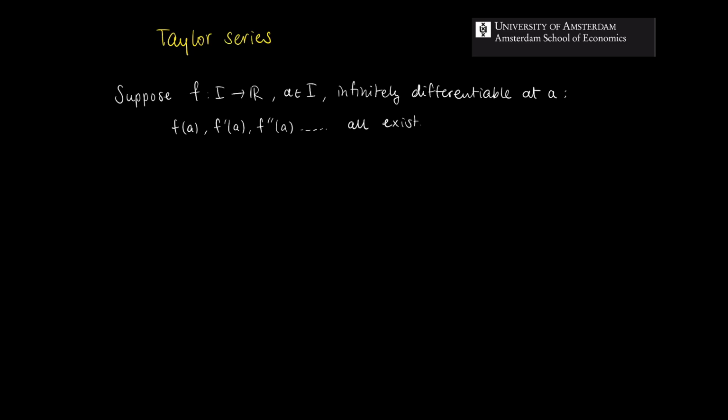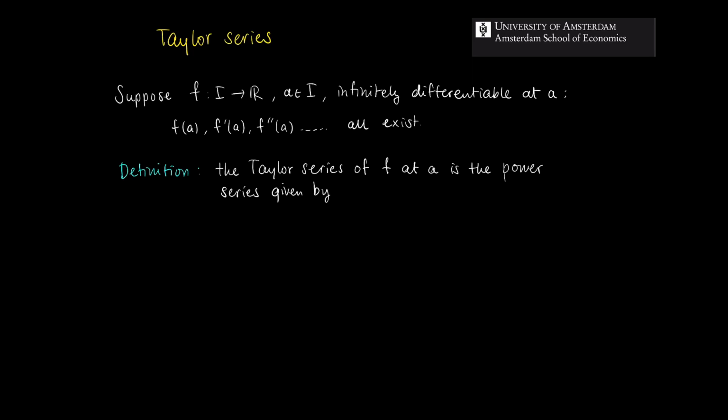Okay, then we can at least try to define the infinite Taylor polynomial, or the Taylor series. So what does it mean? Well, we define the following series. The Taylor series of f at a is the following power series, which is defined as an infinite Taylor polynomial. So we take f(a) plus f prime of a times (x minus a) plus f double prime of a divided by 2 factorial times (x minus a) squared, etc.